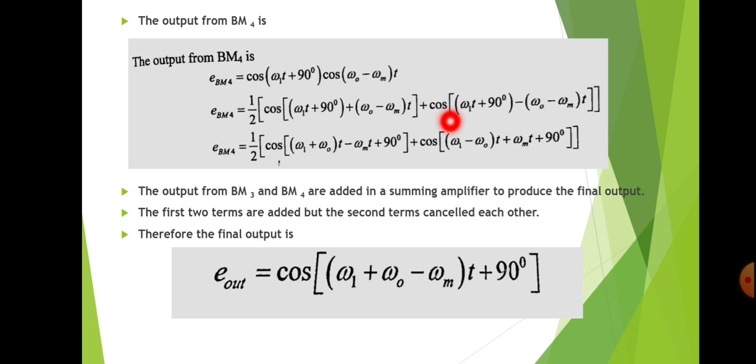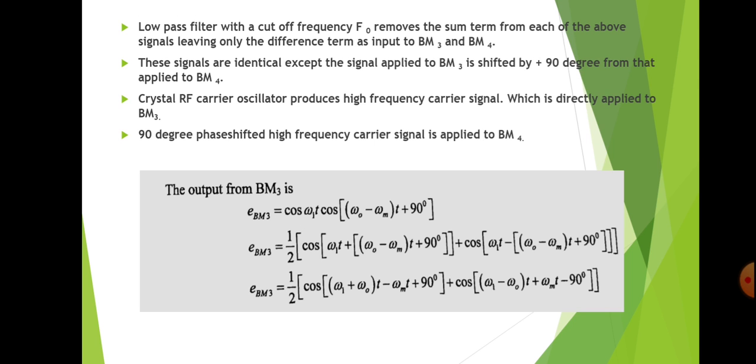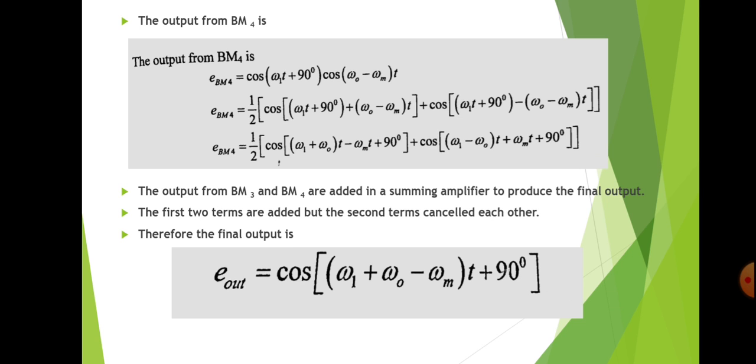But you know that the second term, this is plus 90 degree phase, but here it is minus 90 degree phase. That means these two signals will cancel out because they are 180 degrees out of phase. So at the output we will receive only the lower sideband. So the first two terms will be added and the second terms will cancel each other. Therefore the final output will be cos (omega 1 plus omega 0 minus omega m) t plus 90 degrees. That is this signal.